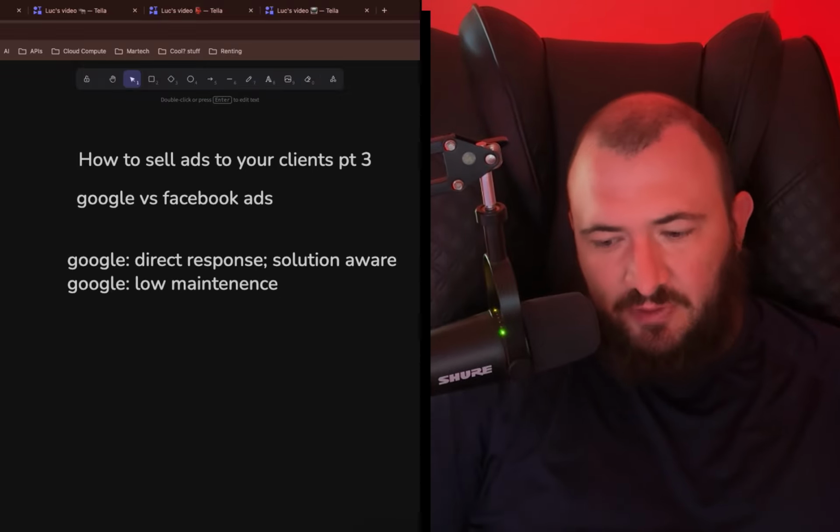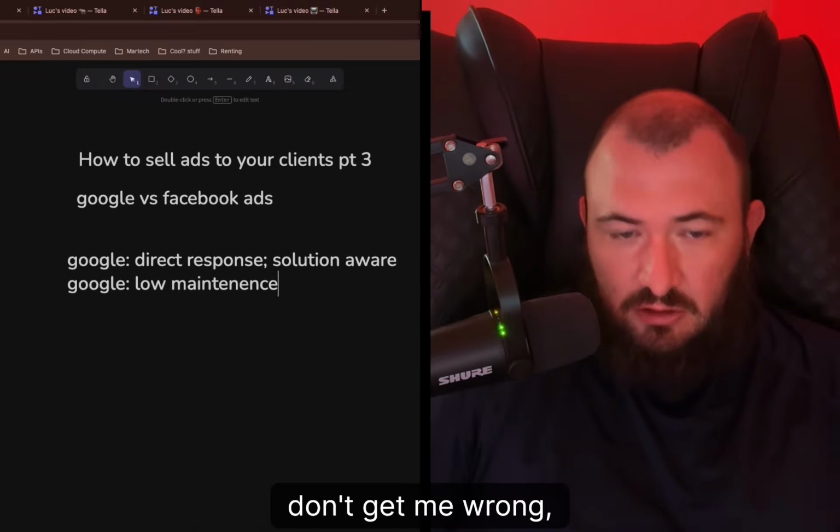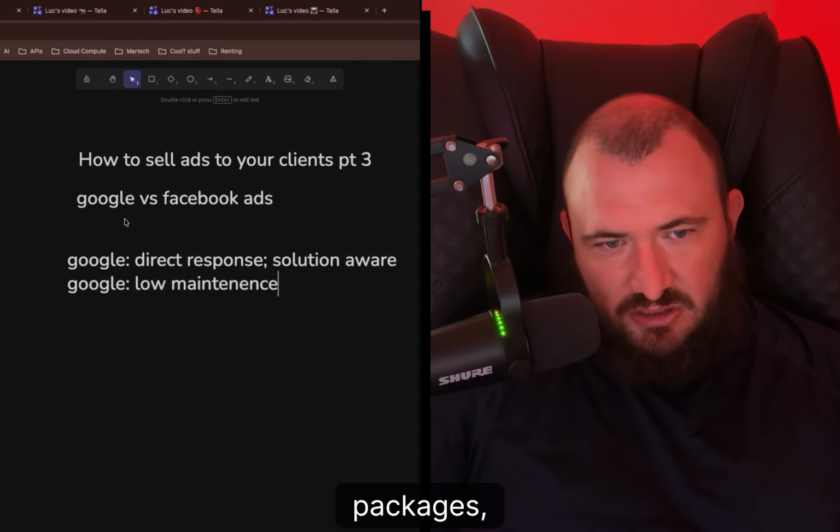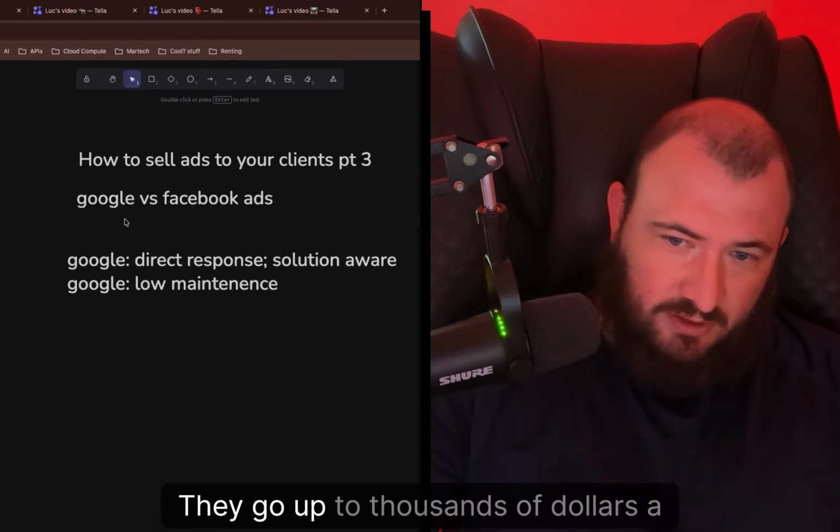This helps your margins. Now, you can't just set it and forget it. Okay, don't get me wrong, you can't set it and forget it. But what you can do is you don't have to spend a ton of time on it. You can hire an expert like me. I have packages, but my packages start as low as $200 a month. They go up to thousands of dollars a month.